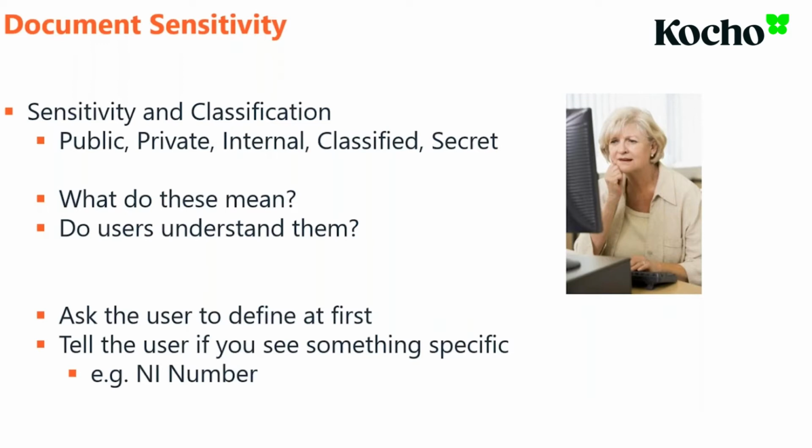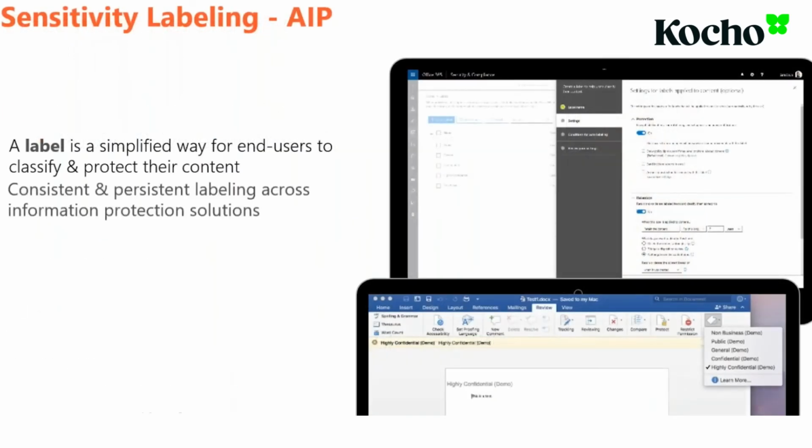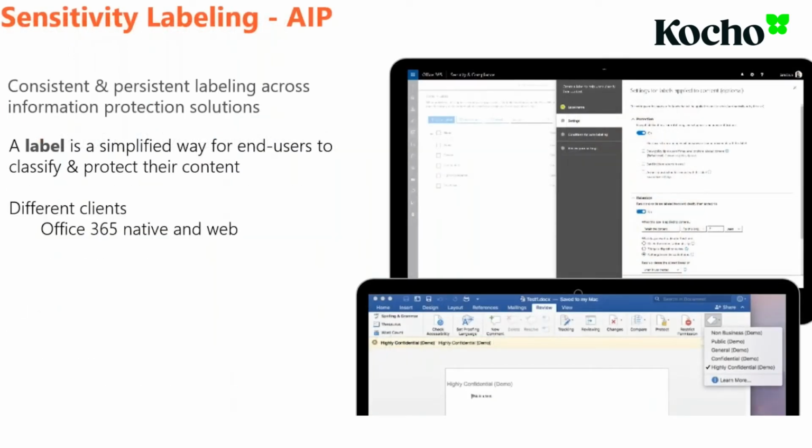Well, one of the things that we've struggled with over the past 5 years, 7 years, however long we've been looking at this, is to make sure that the labeling we're using can be consistent across all of the platforms that we're using. And a label is a simple way for a user to classify and potentially protect their document.